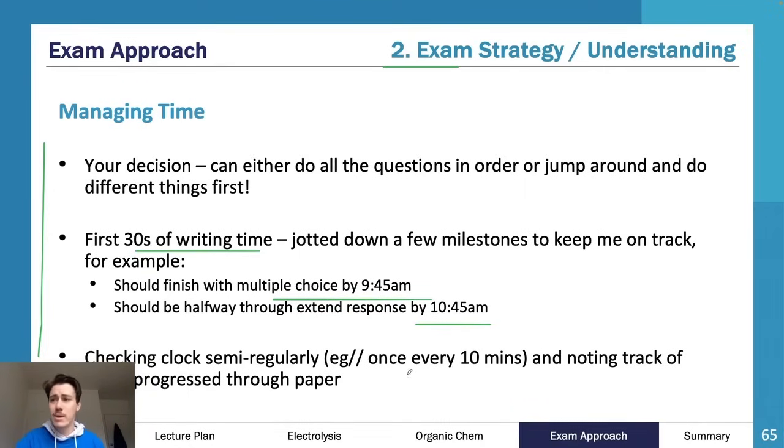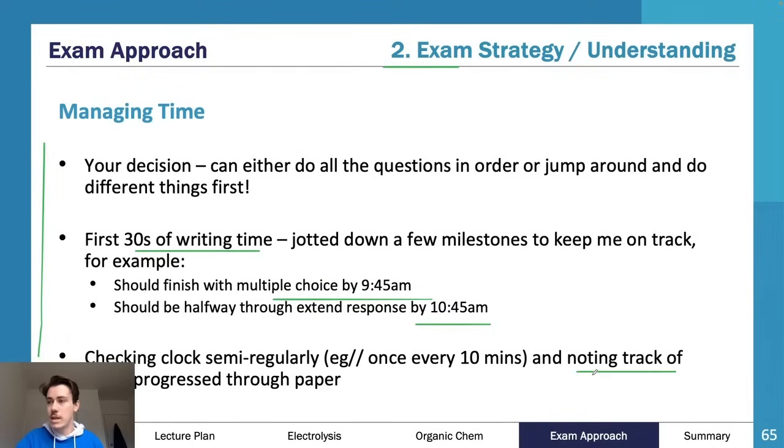Check the clock semi-regularly as you go through and get used to doing this. So if you're doing a practice exam, have your laptop up with the clock up, or have a watch there. Please don't have any other tech there. Try to keep your phone away, all that sort of stuff. Keep yourself not distracted. But have a clock somewhere so you can always get used to checking it, because that's something you want to do during the exam. You always want to be checking the clock. I know at times that can be a bit anxiety inducing, but it's something you need to get used to because it's really important with your time management.